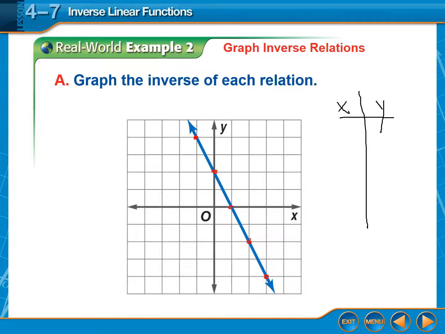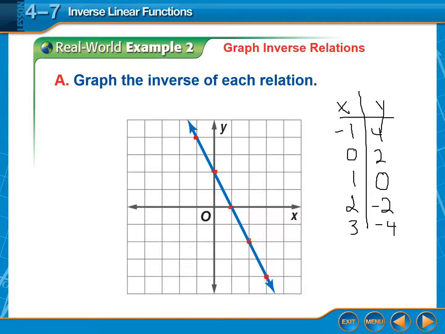So the first one we've got x is at -1. Y is up at +4. Okay. Next one, x is at 0. Y is at +2. X is at 1. Y is at 0. And I can keep going. X is at 2. Oops. Y is at -2. And x is at 3, y is at negative 4. Okay. So each of these points I've just listed in a table.